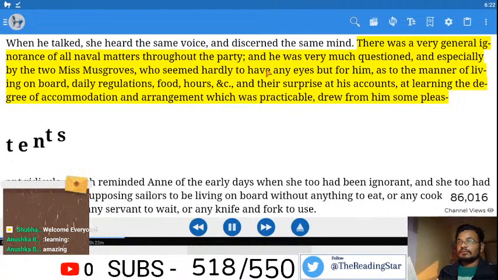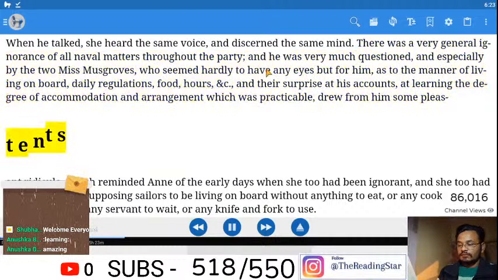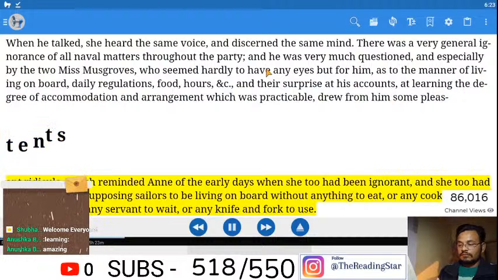There was a very general ignorance of all naval matters throughout the party, and he was very much questioned, and especially by the two Miss Musgroves, who seemed hardly to have any eyes but for him, as to the manner of living on board, daily regulations, food, hours, and sea, and their surprise at his accounts, at learning the degree of accommodation and arrangement which was practicable, drew from him some pleasantry and ridicule, which reminded Anne of the early days when she too had been ignorant, and she too had been accused of supposing sailors to be living on board without anything to eat, or any cook to dress it if there were, or any servant to wait, or any knife and fork to use.